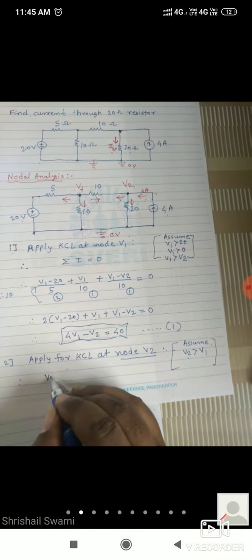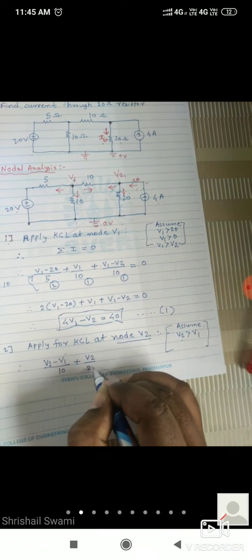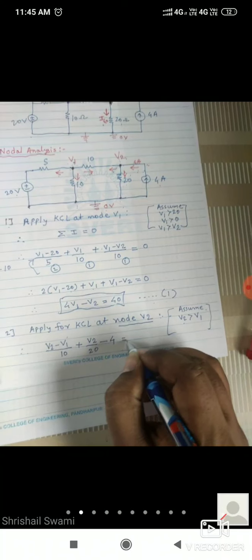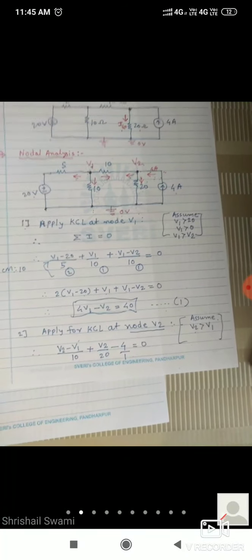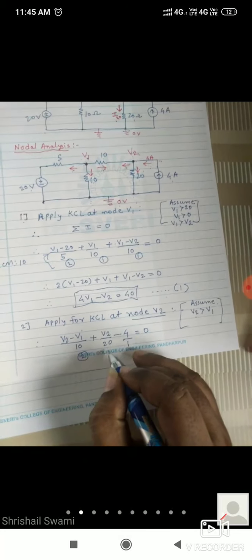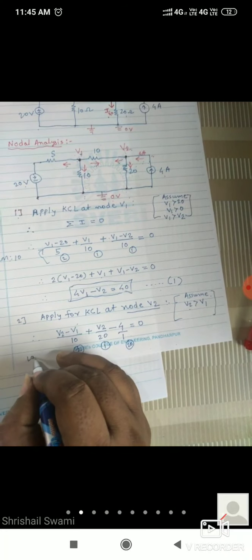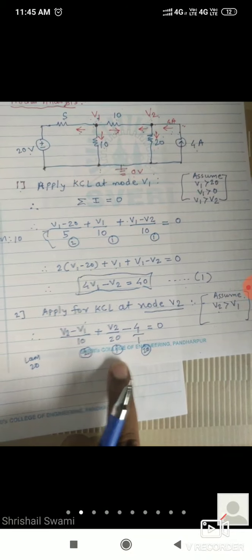So V2 minus V1 divided by 10 plus V2 minus 0 divided by 20 minus 4 is equal to 0. If nothing is there, then 1 is always there in the denominator. So what is the LCM here? LCM is 20. Multiply 2, multiply 1, multiply 20.